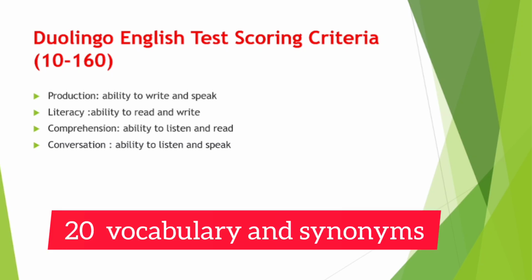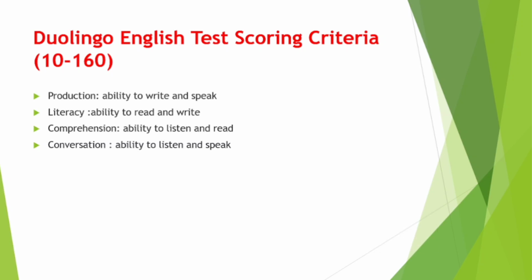So before we look at the 20 most high level English words for the Duolingo English Test, we are going to look at the Duolingo English Test scoring criteria. There are four areas that check our ability and give us a score in the Duolingo English Test. The first one is production, then literacy, then comprehension, then conversation. These four areas are the scoring criteria in the Duolingo English Test.